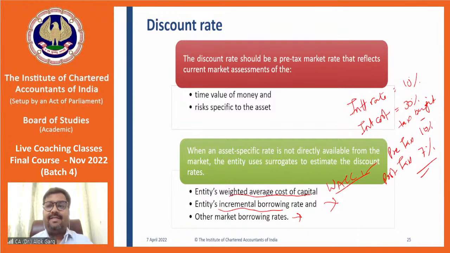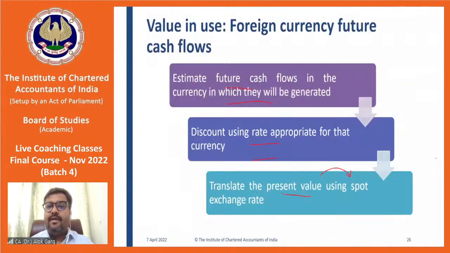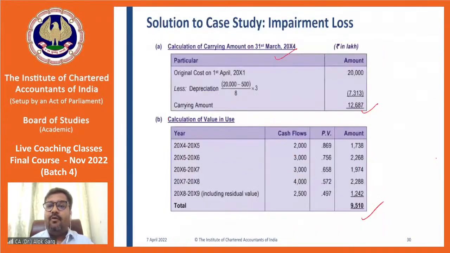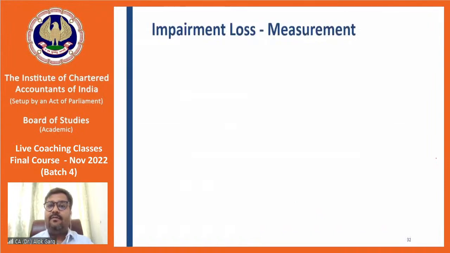So my dear friends, the standard says that the discount rate should be a pre-tax discount rate and it should be an asset specific discount rate. If the asset specific discount rate is not there, then you have to either go for the weighted average cost of capital or the borrowing rate applicable to the company. You can go for these two rates, right? Okay. Is it clear, friends? I hope it is clear to everyone.